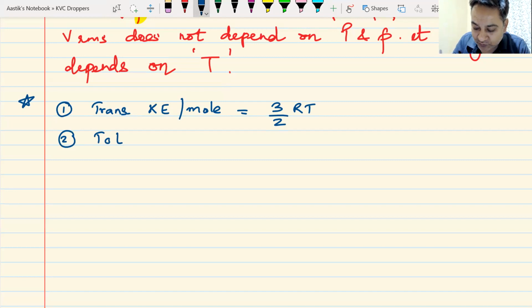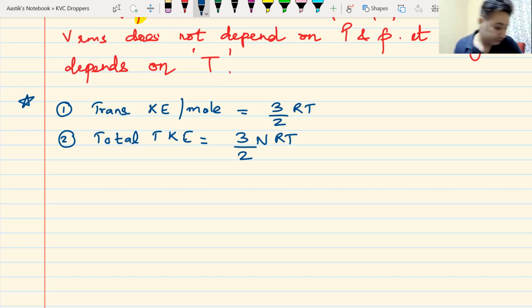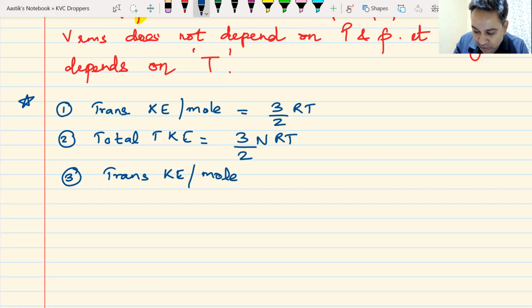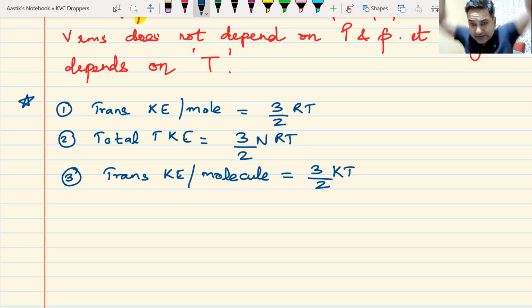Number 2, I can write this equation in a different way. Total translational kinetic energy will be 3/2 multiplied by n, where n stands for the number of moles. Do we understand this? Translational kinetic energy per molecule is 3/2 kT. Do we understand this?